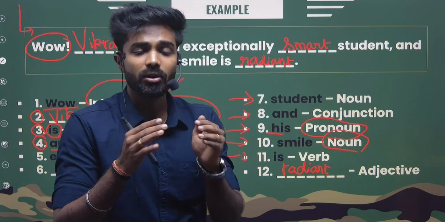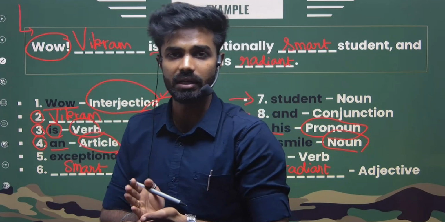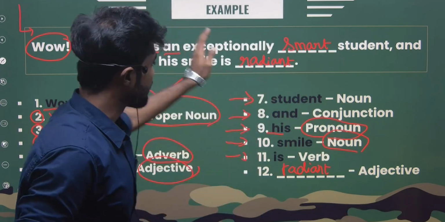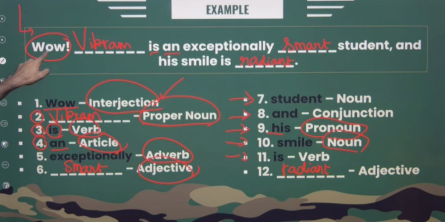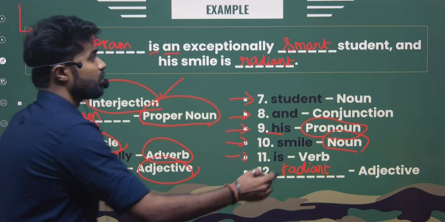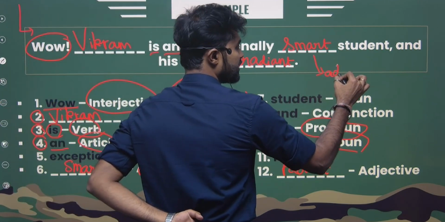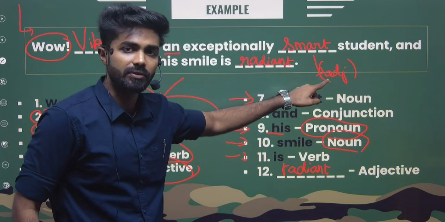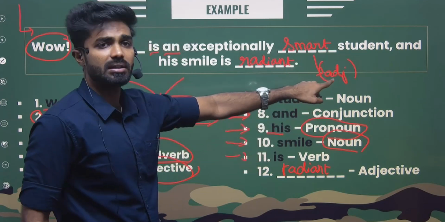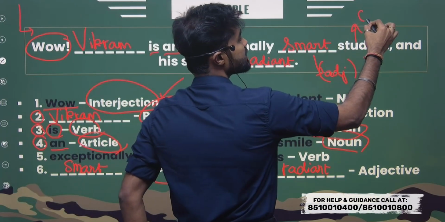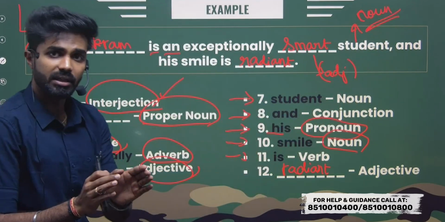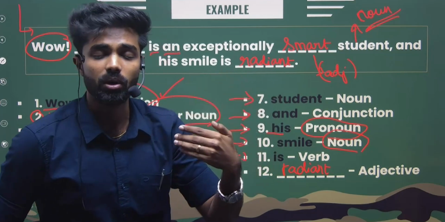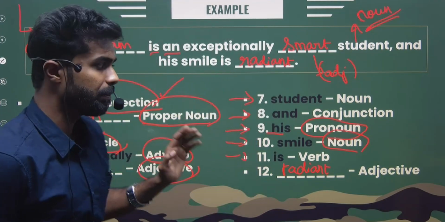The study or the classification of such words in a sentence, and then trying to understand their role or function, we call studying parts of speech. Clear? Wow, Vikram is an exceptionally smart student. What is this? Smart is an adjective. When I'm teaching you adjectives in the adjective class, that time you will know why smart is an adjective, whereas why student is a noun. Okay? But studying or having an understanding about what words are and what the roles behind these words are is called your parts of speech.